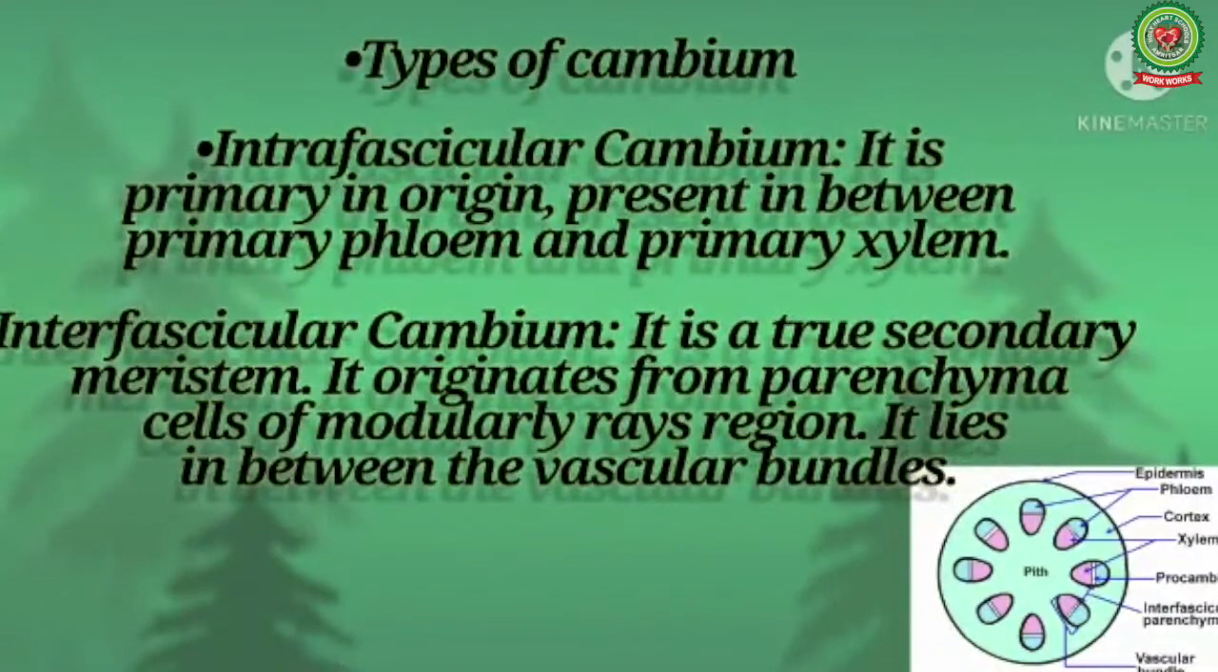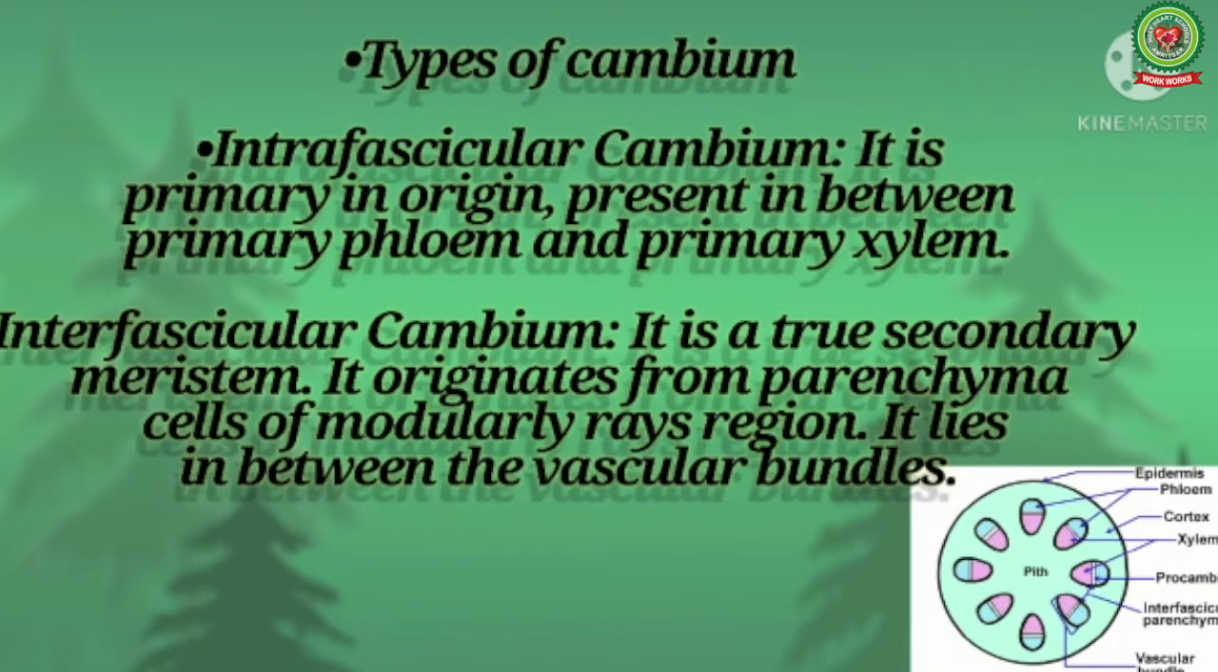Vascular cambium is further of two types, intrafascicular cambium and interfascicular cambium. Intrafascicular cambium is the cambium which is primary in origin and it is present in between primary phloem and primary xylem, whereas interfascicular cambium is the true secondary meristem. It originates from parenchymal cells of medullary rays region. It lies in between the vascular bundles.